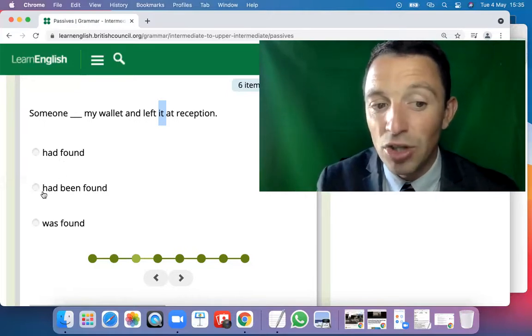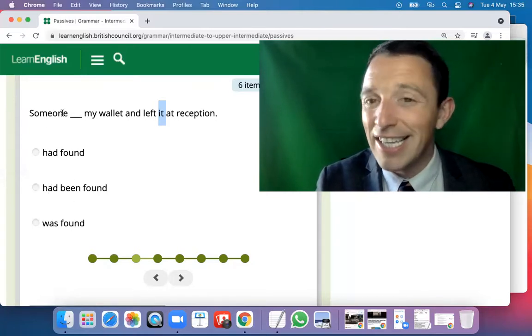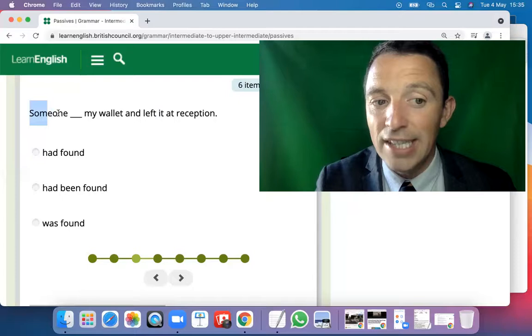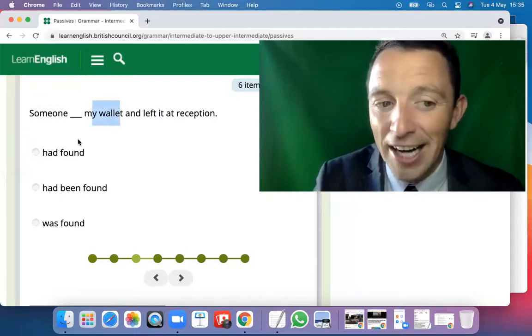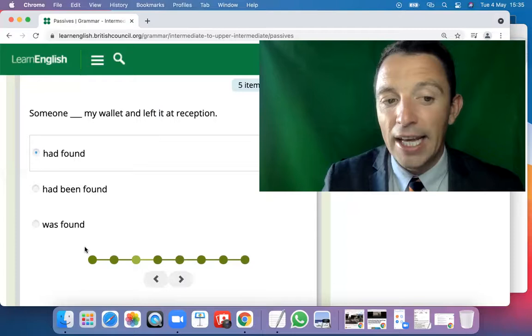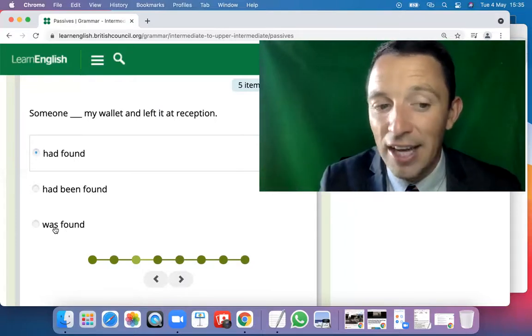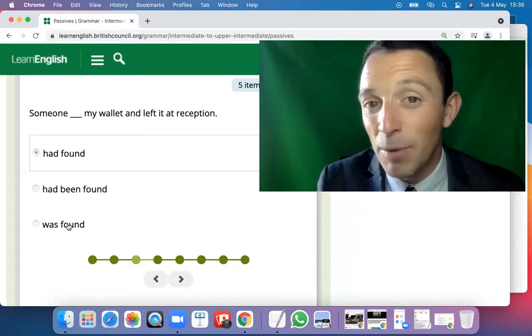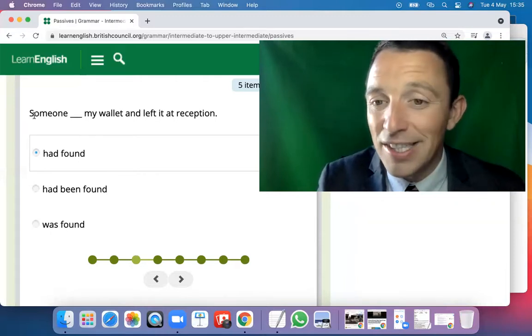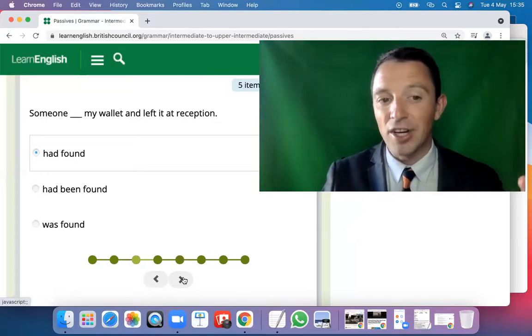The second one, someone had been found. No, because this would be the structure of the passive, but in this sentence, I think it's the active. Okay, someone is the subject, my wallet is the object, and for this reason, I think it's the active. And for me, it's correct, had found. And again, the third possibility is not correct, because we have the extra auxiliary verb to be plus the participle, which is the passive, but the actual sentence is in the active. Okay, so the first one I think is correct.